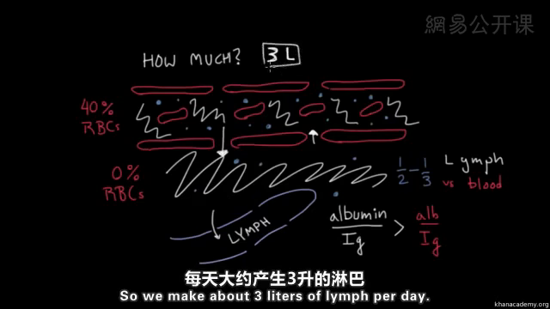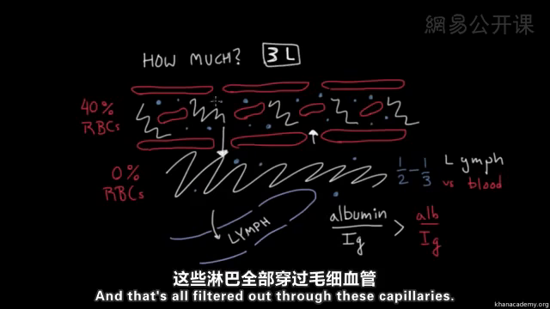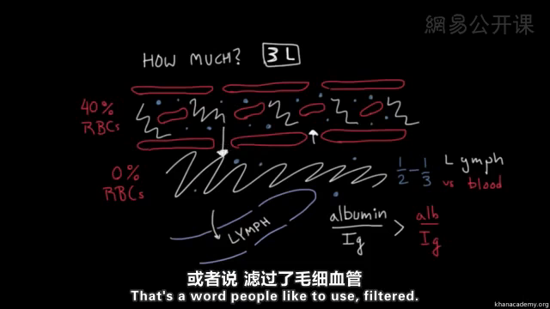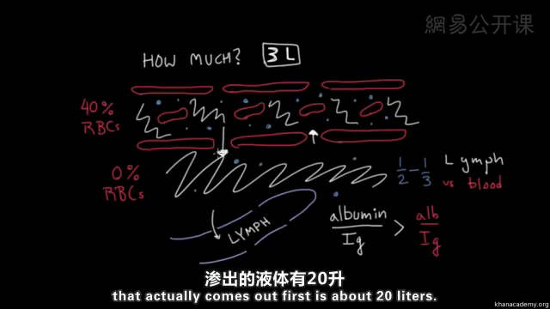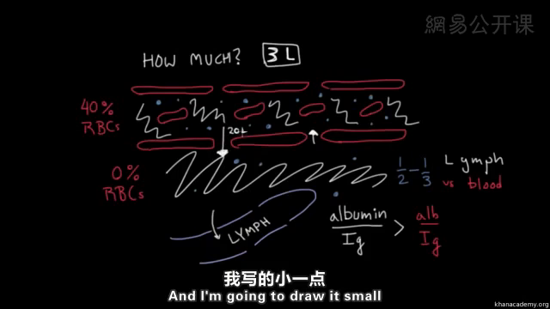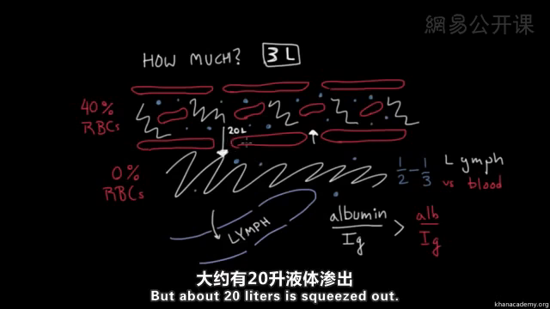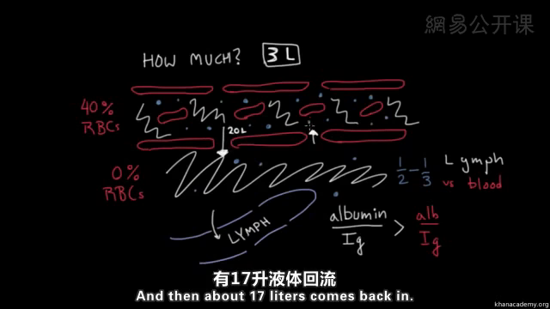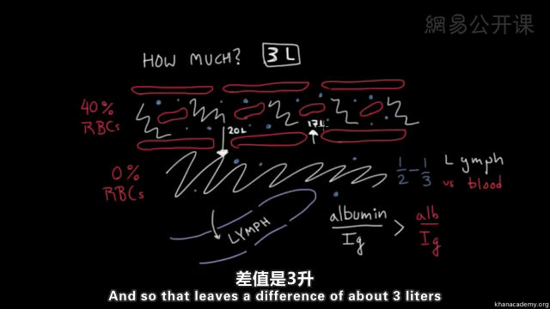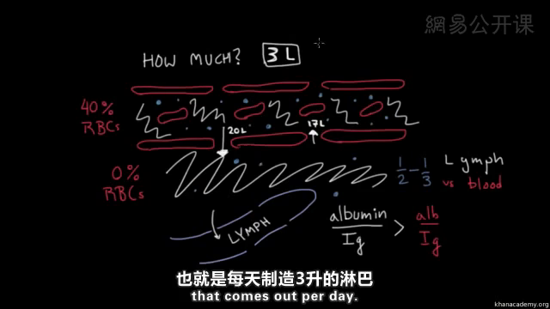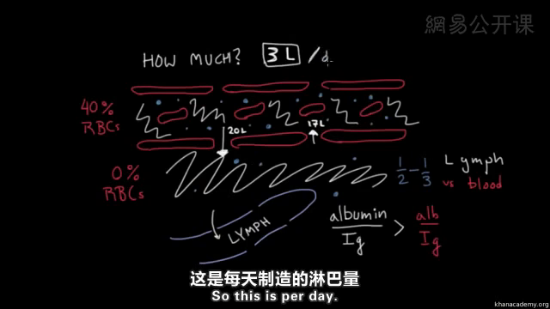So we make about 3 liters of lymph per day, and that's all filtered out through these capillaries. That's a word people like to use, filtered. And it turns out that the amount that actually comes out first is about 20 liters, and I'm going to draw it small because these are really small details that you don't need to know. About 20 liters is squeezed out, and then about 17 liters comes back in. That leaves a difference of about 3 liters that comes out per day.